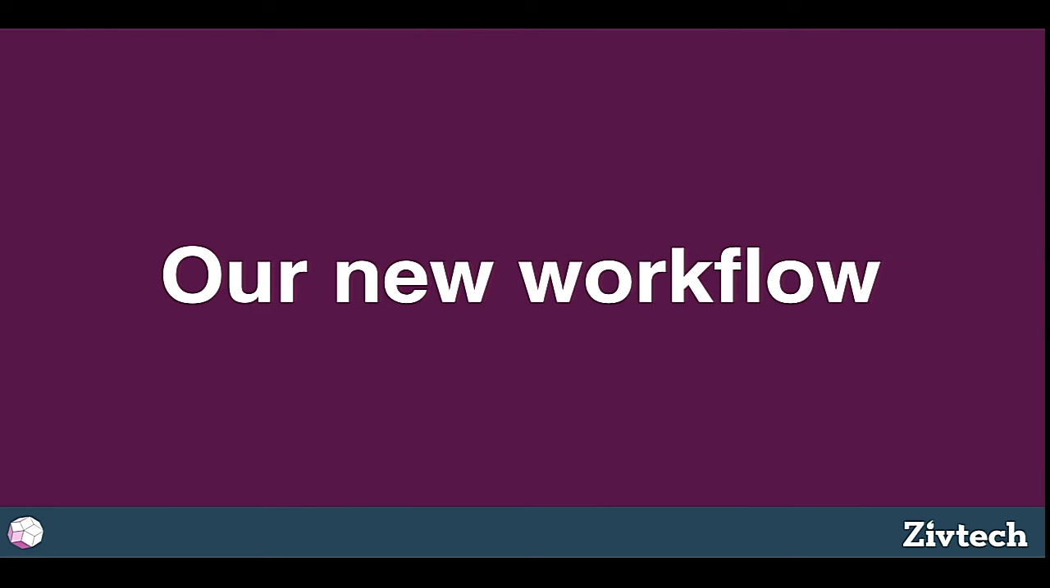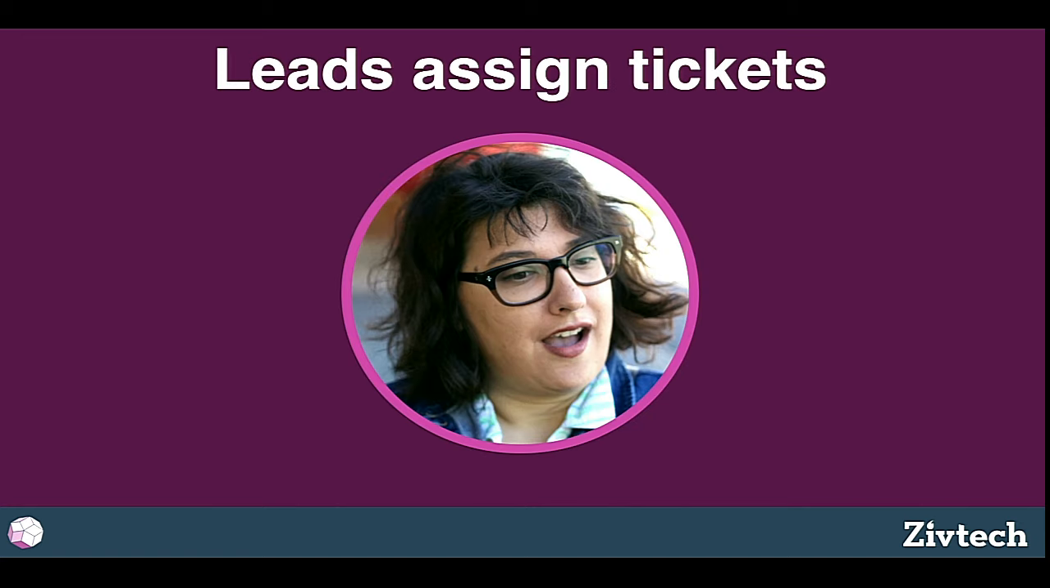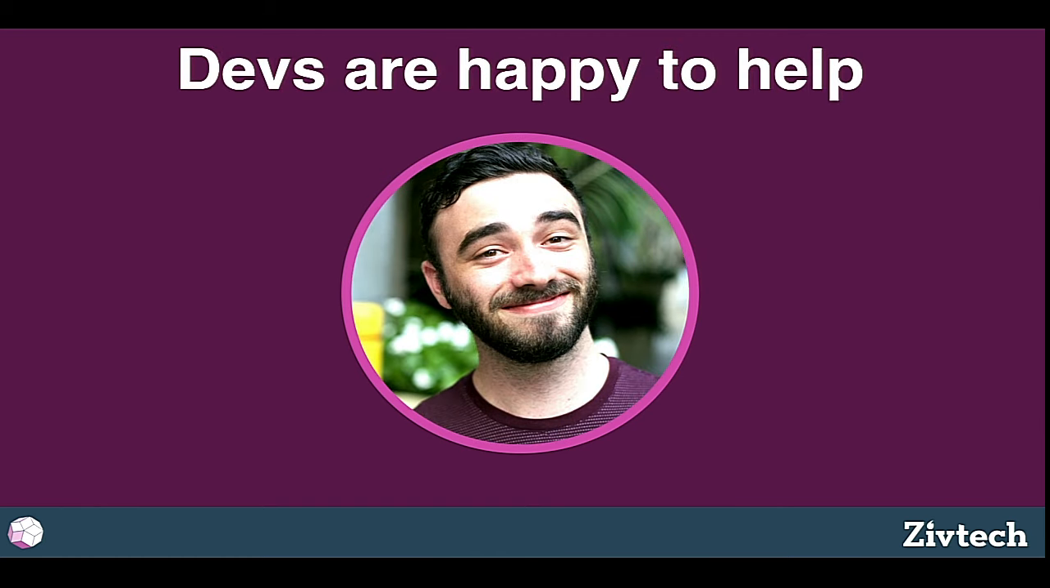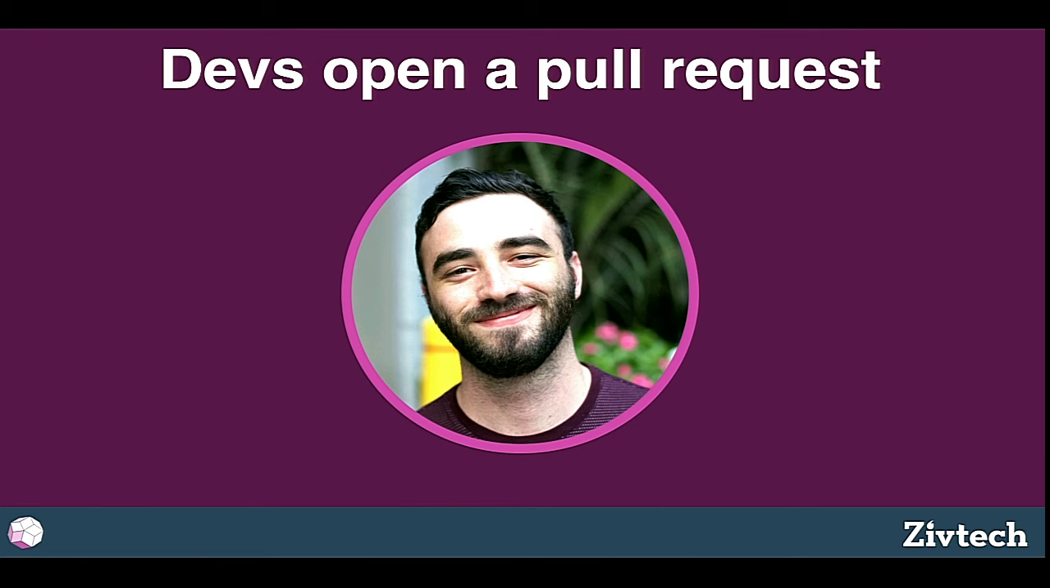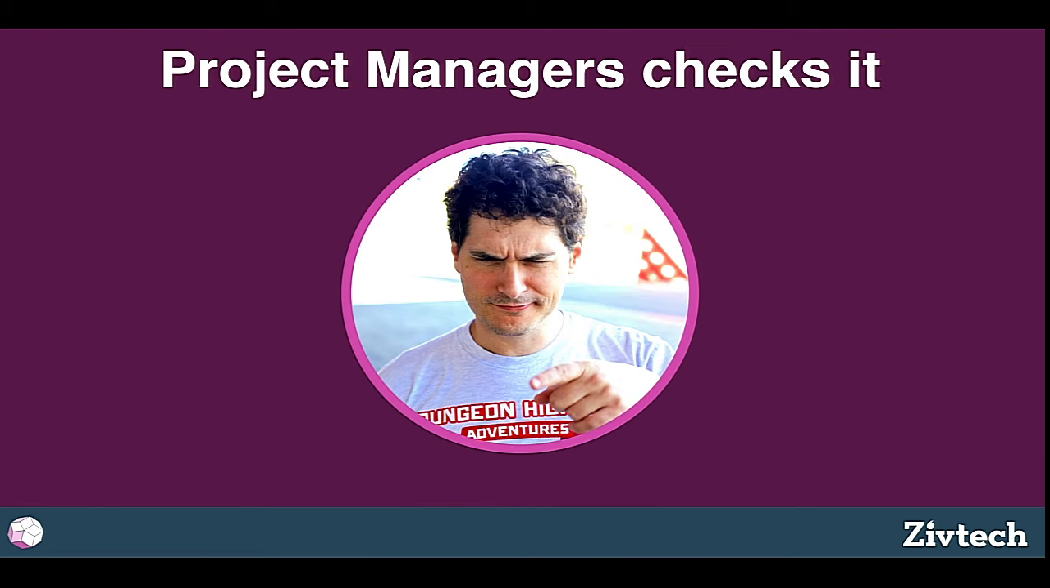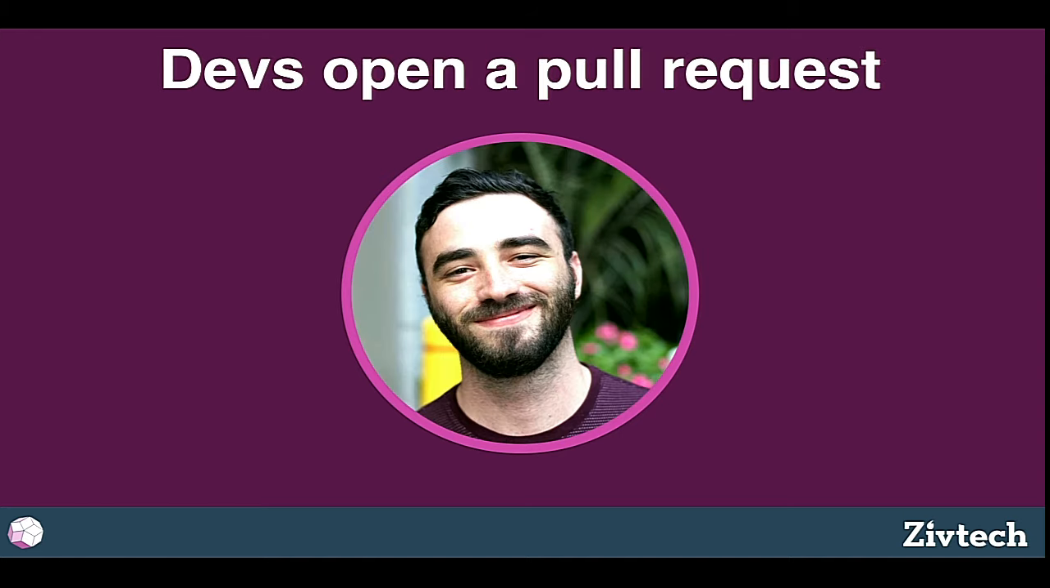But first, let me explain how this helps us work now. So our new workflow is the lead assigns a ticket. She's still very hopeful this time. Dev, still happy to help, of course. Still going and thinking about his code. Opening a pull request, feeling really cocky about it. The project manager sees it, and the project manager might see that it's wrong. Say, I talked to the client about what they wanted this thing to be, but if that's the case, the project manager sends it back to the dev.